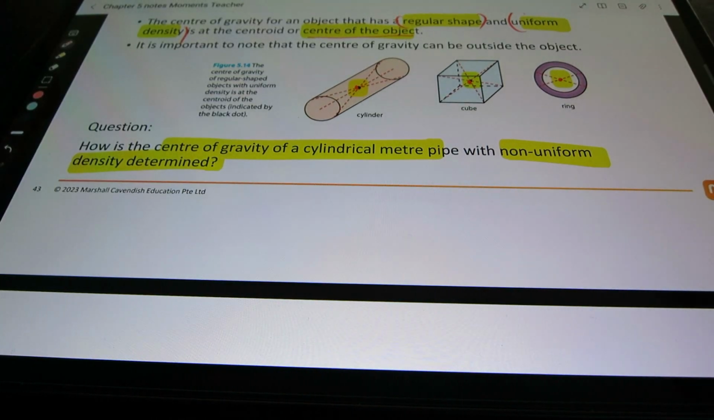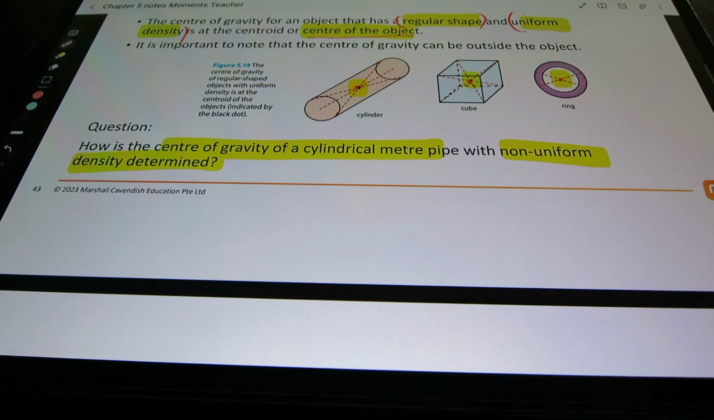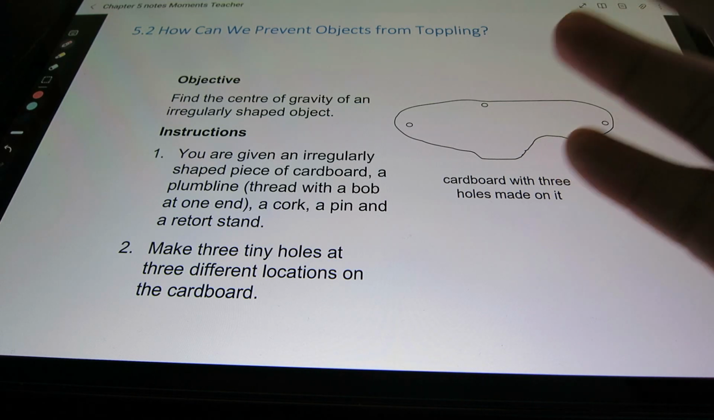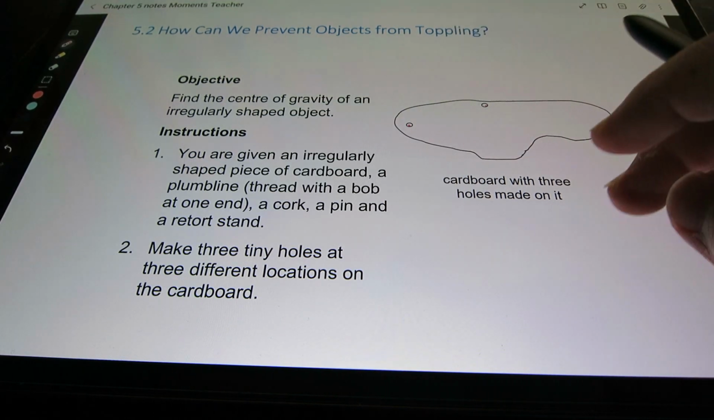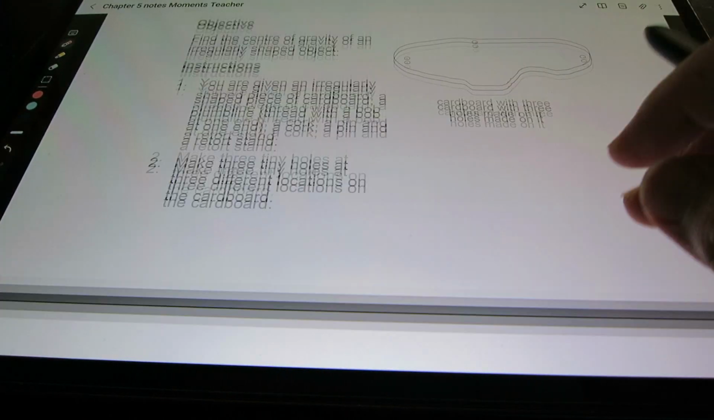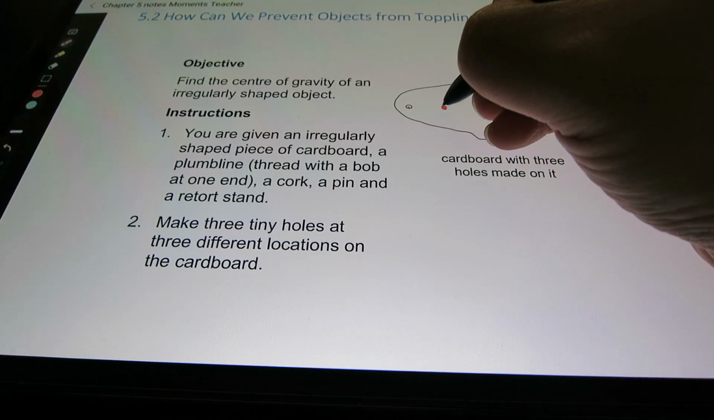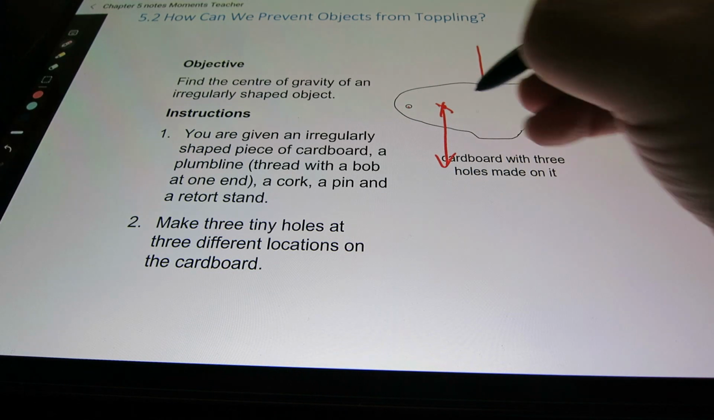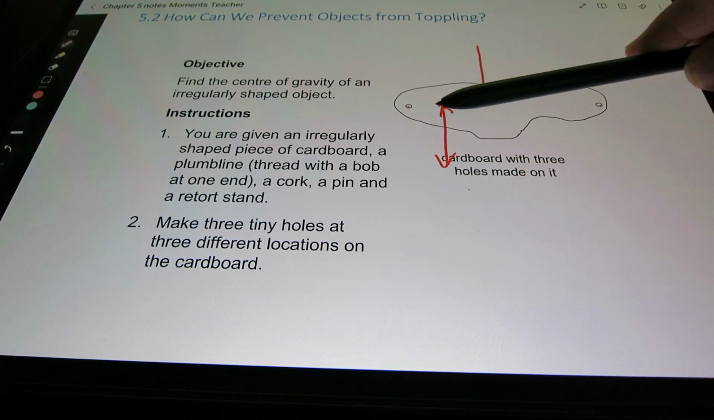Which begs the question: how do we determine the center of gravity of a meter rule that is of non-uniform density? We determine the center of gravity of non-uniform objects via this method. Have the object with 3 holes poked into it. Let's say I do not know where the center of gravity is, and I'm assuming it's at this point here. If I hang a string here, and the weight seems to act from here, this is the pivot and this is the force, and this pivot and force are going to cause this object to rotate.